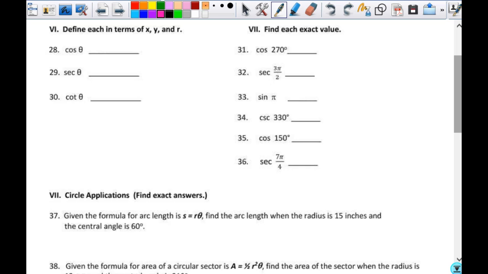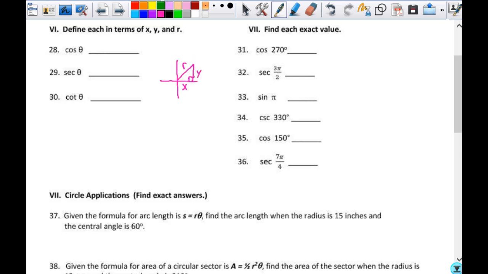All right, so we're going to define each in terms of x, y, and r. So remember, in a unit circle, x and y are just your cosine and sine values. But this is for any circle when r maybe isn't 1. So you've got x, y, and r.